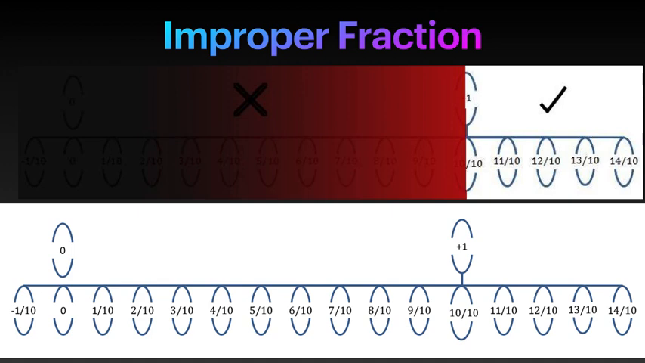Now here we come to the point. If a fraction's value is more than 1, it is an improper fraction. In a nutshell, if the numerator is greater than the denominator, the fraction's value is more than 1. This means it is an improper fraction.